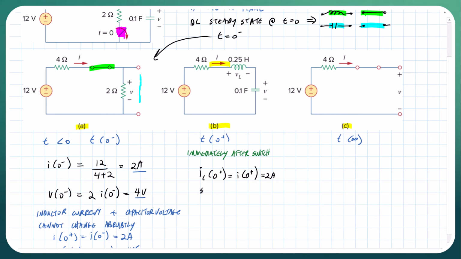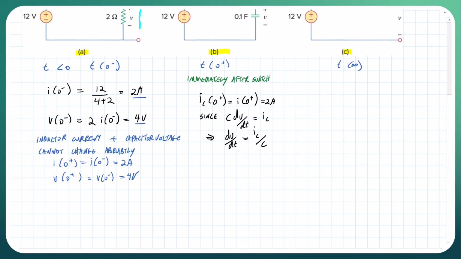And then since C dV dt equals IC, we can rewrite this. We get dV over dt is equal to IC over the capacitance. Okay, and let me go ahead and scroll up just a little bit.